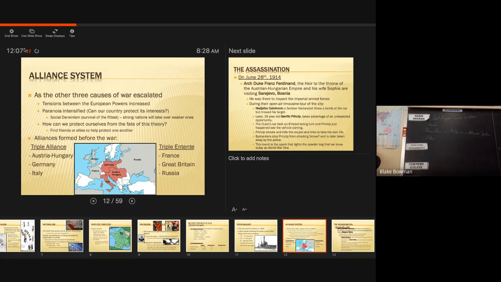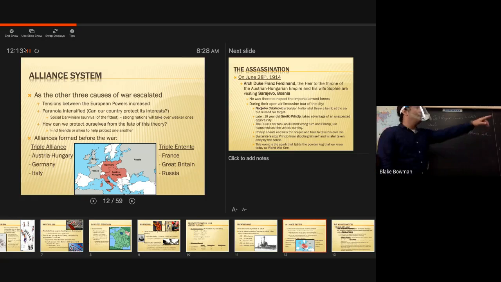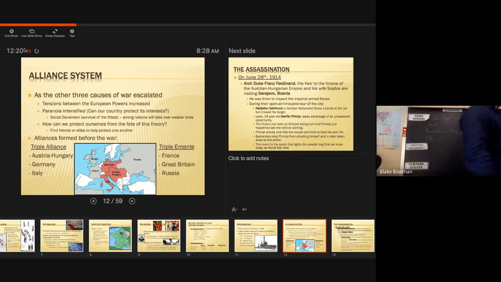Does that make sense? You got that, Cody? You got that, Hunter? All right, good. So take note, guys. This is at the start of the war. Triple Alliance here and the Triple Entente. Triple Alliance: Austria, Hungary, Germany, Italy. Triple Entente: France, Great Britain, and Russia. This will later change when we talk about the Central Powers and the Allied Powers.